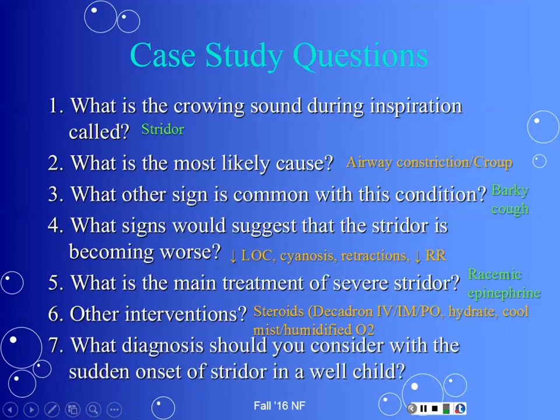What other diagnoses should you consider with the sudden onset of stridor in a well child? Foreign body airway obstruction. They've gotten into something they shouldn't have, or choking.